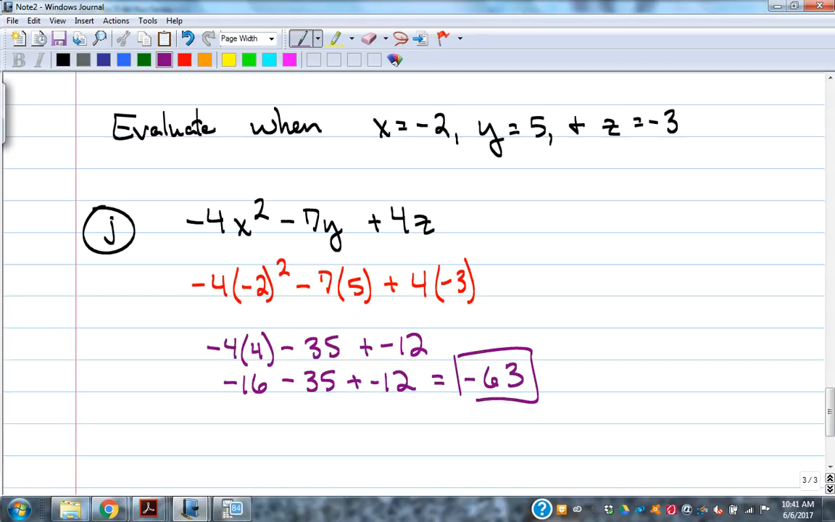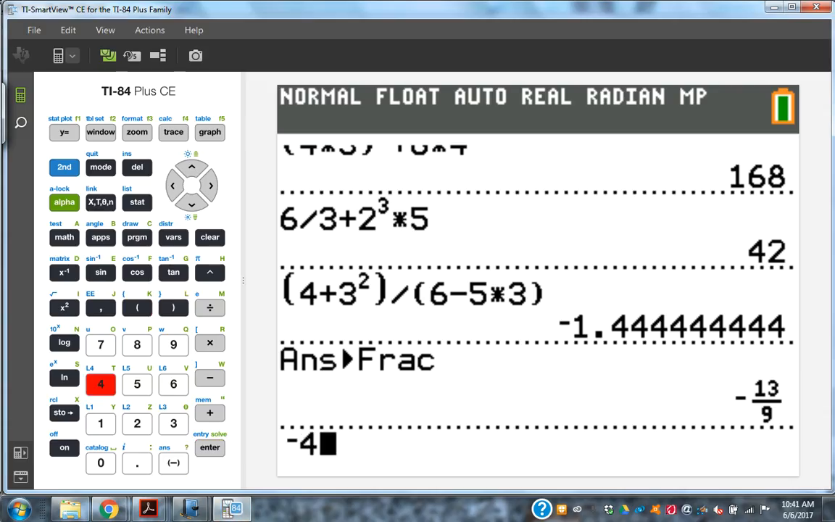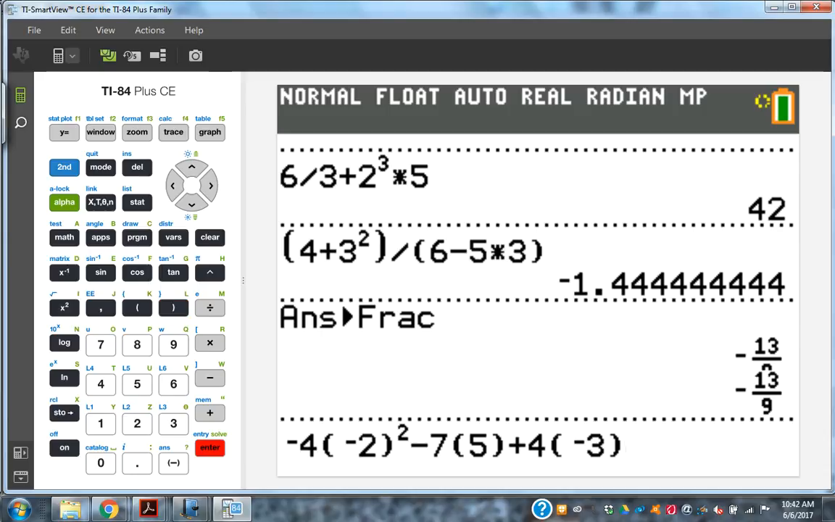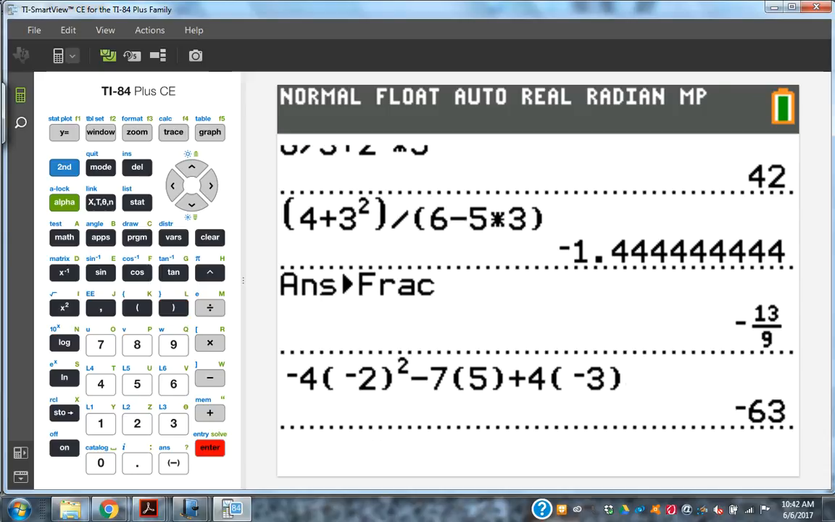Again, if you've got a calculator, put it in there. I'd straight up go -4 parentheses -2 squared, minus 7 parentheses 5, plus 4 parentheses -3. -63. So it cranks out the answer. It's no shame in doing that. That's absolutely fine to do. But evaluating, when it gives you the variable value, just plug it in, work it out. No major work to that. It's really, really simple stuff.